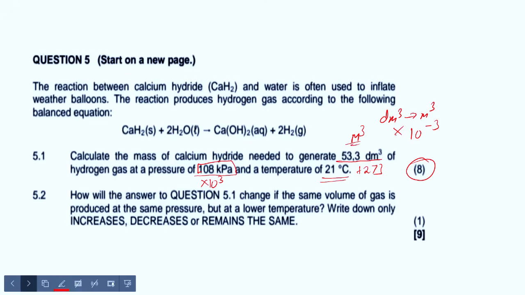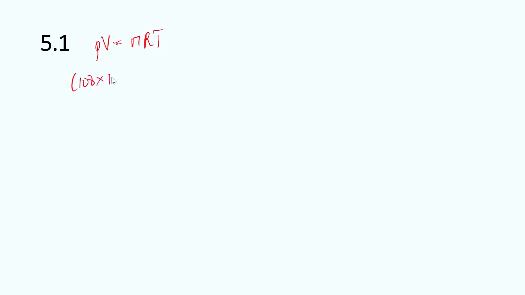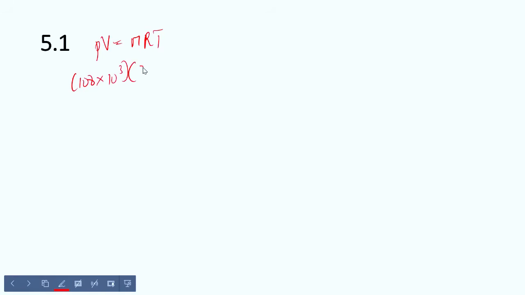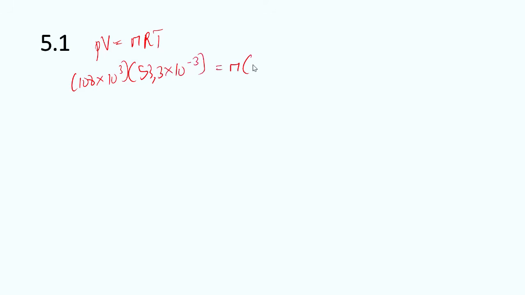So, okay, now let's get down to that. So it's PV is equals to nRT. First, we have 108. So this is 108 multiplied by 10 to the exponent of 3. And then my volume, they gave me 53.3. But then what am I going to do? 53.3 times 10 to the exponent of negative 3. So that's divide by 1,000 is equals to n. Then my R is 8.31.